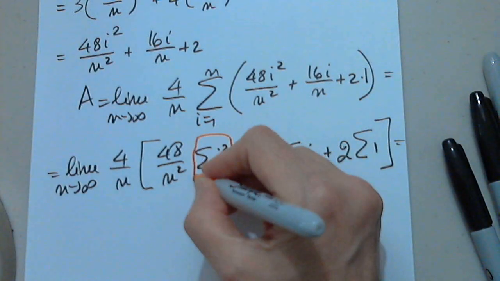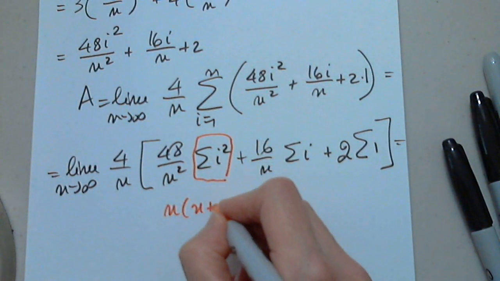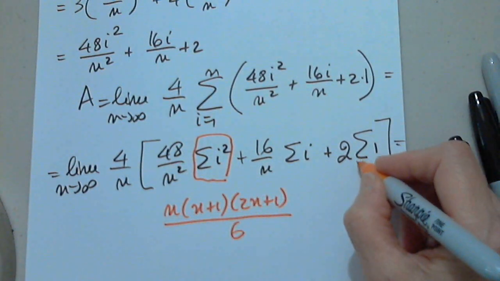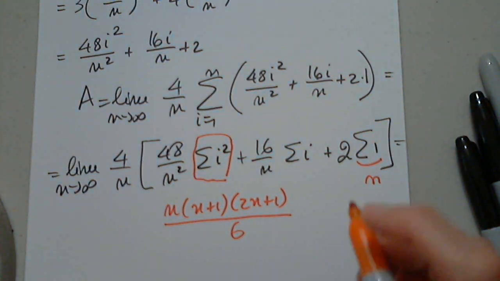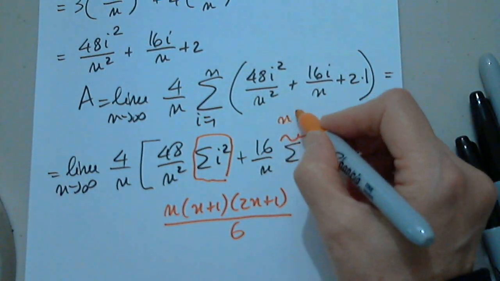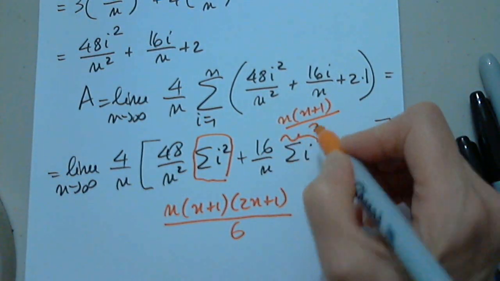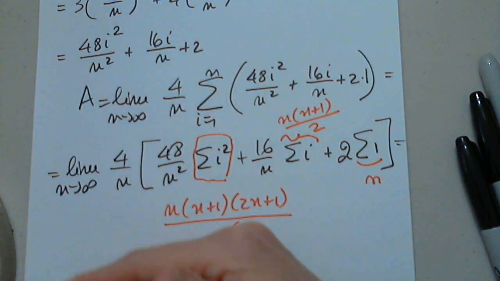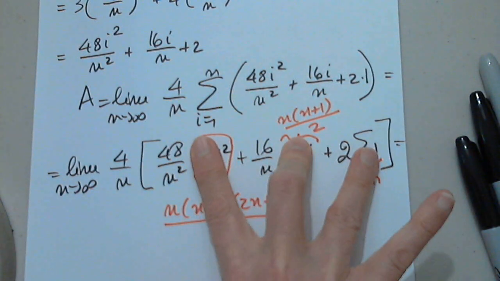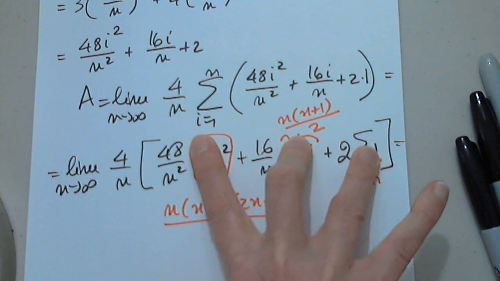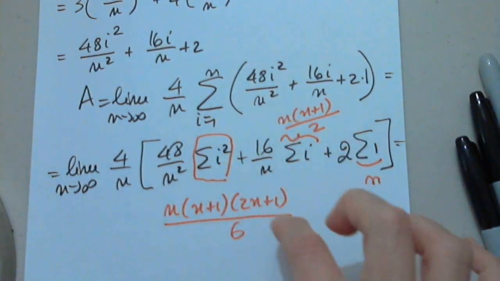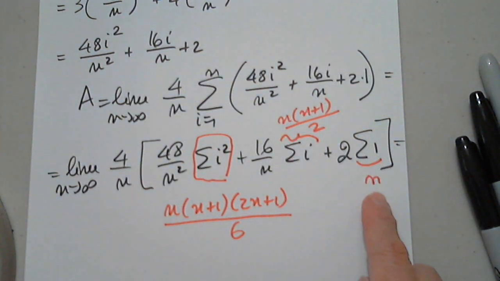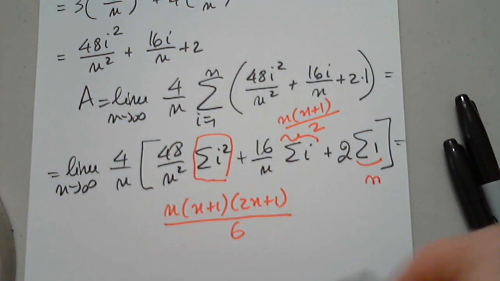Now I know the formulas for all these 3. This is the ugliest one because it's n times n plus 1 times 2n plus 1 over 6. This is the nicest because it's n. This is okay: n times n plus 1 divided by 2. So at this point, the next step, the summation notation will go away. The first one will be replaced by all this, the second one by this, and the last one by n. Okay, next.